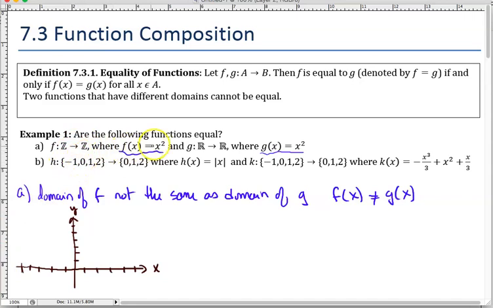For f, the inputs are integers only and you square them. So if I put in 0, I get 0. If I put 1, I get 1. If I put 2, I get 4. If I put -1, I get 1. If I put -2, I get 4, and so on. But these you cannot connect with curves because your inputs are just integers. So your f function is just the dots.